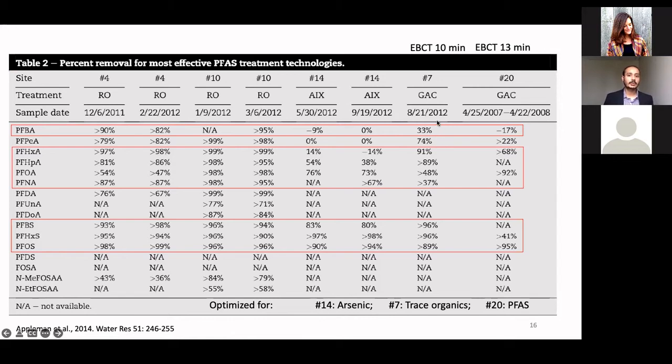Granular activated carbon again performed really well for most of the PFAS compounds, except for the really short chain compounds like PFBA and PFHxA. Only partial removal was observed. Plant number 20 especially was a system that was specifically designed for the treatment of PFAS. And you can see good removal of all PFAS, except for PFBA, which was the most challenging PFAS chemical to be removed by granular activated carbon. This was due to its low hydrophobicity. PFBA is a very small molecule, a short chain PFAS, and it exhibits very poor adsorption onto carbon material.